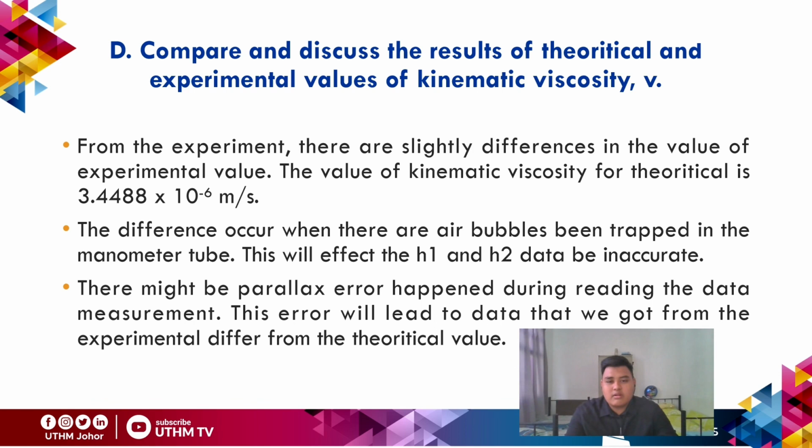The difference occurs when there are air bubbles trapped in the manometer tube. This will affect the data of H1 and H2 that we get, making it inaccurate. There also might be some parallax error during the reading of the data measurement. This error will lead to the experimental value being different from the theoretical value. For example, for the parallax error, it might happen when the eye is not parallel to the data measurement, so there might be some error.